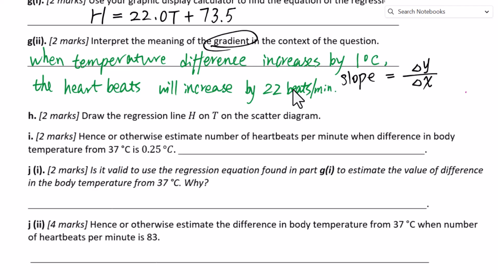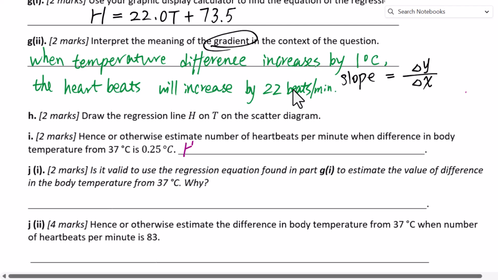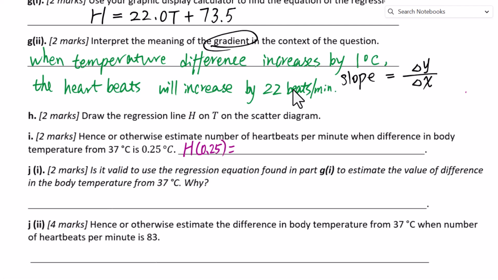Let's go to I. Hence or otherwise, estimate the number of heartbeats per minute when the difference in body temperature from 37 degrees Celsius is 0.25 degrees Celsius. We are looking for this H of 0.25 equals 22.0 times 0.25 plus 73.5 equals 79 beats per minute.